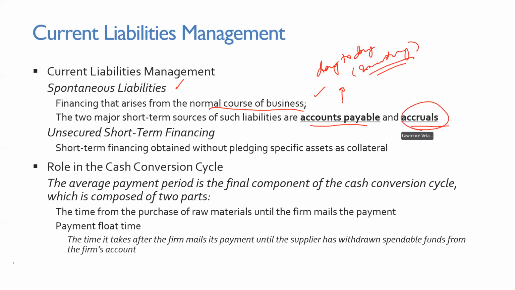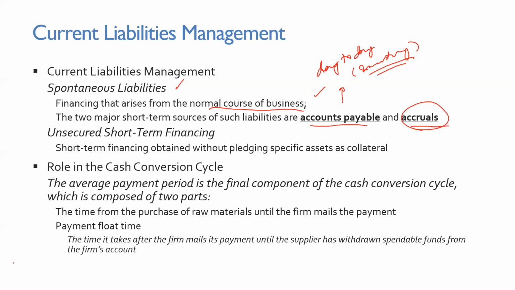The second source of spontaneous liabilities is accruals. Right? Again, you cannot simply eliminate accruals because they arise from the day-to-day operations of a company. For example, salaries are accruals, utilities are accruals. You can't just not consume electricity because you want to manage accruals. So it's difficult to limit them, and they're spontaneous, so they are not planned sources of financing.